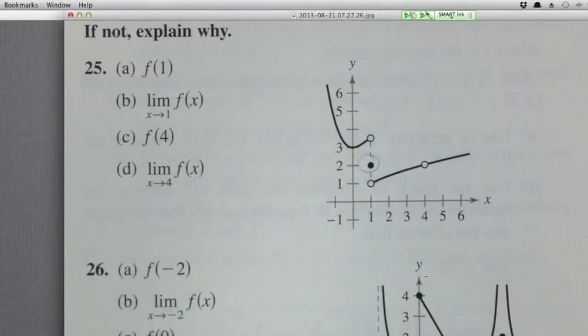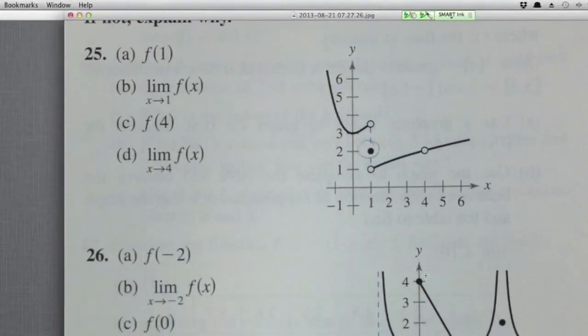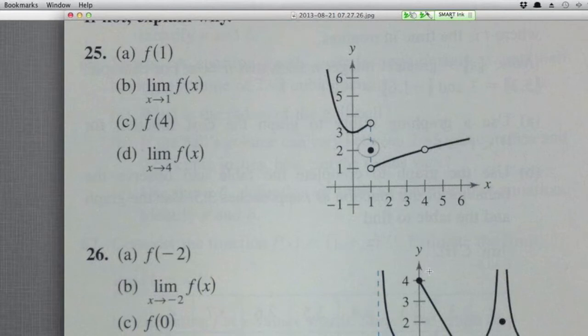All right, 25. We want to find f of 1. What would f of 1 be? 2. What would the limit be as x approaches 1? Does not exist. Why? Because we're approaching two different y values from the left and from the right. All right, what about f of 4? Does not exist, or undefined. Okay, what about the limit as x approaches 4? 2. It would be 2. Everybody agree with that?